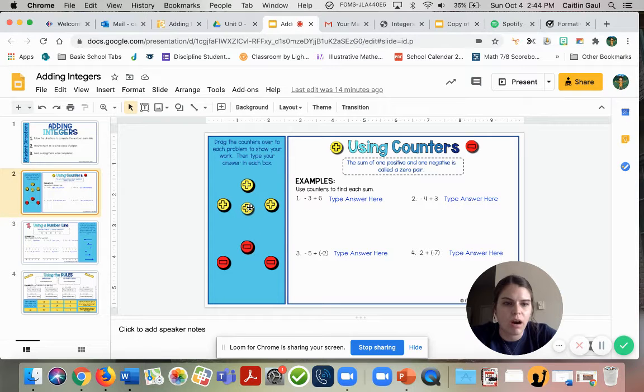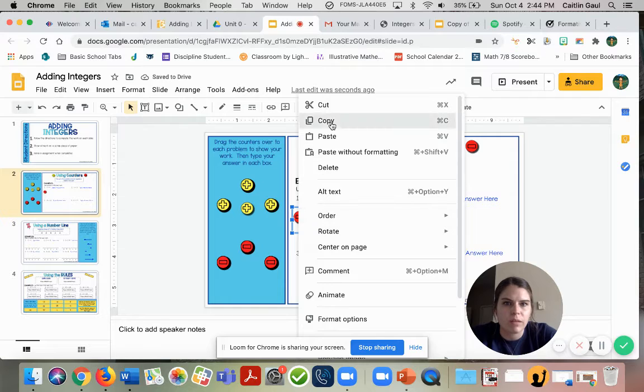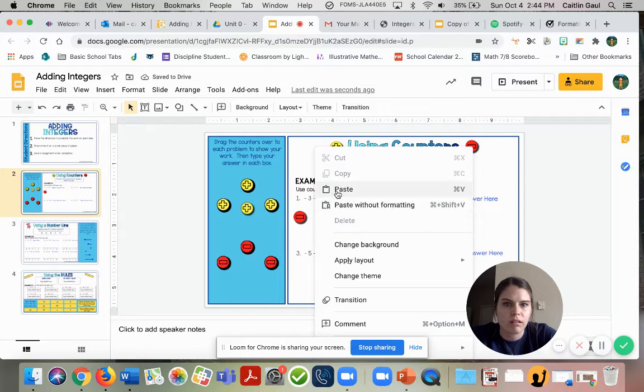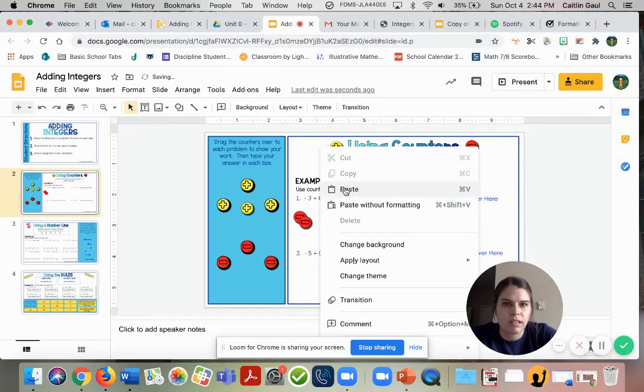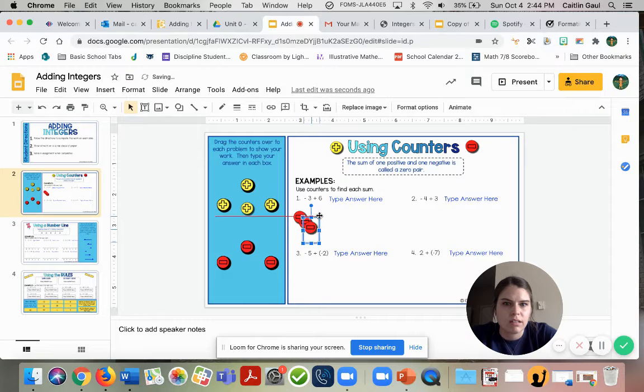You're going to have to copy and paste them because there's not enough. So if we're doing the first one together, I have 3 negatives. So I'm going to drag and drop. I'm also going to copy, paste, paste. So there are my 3 negative counters.